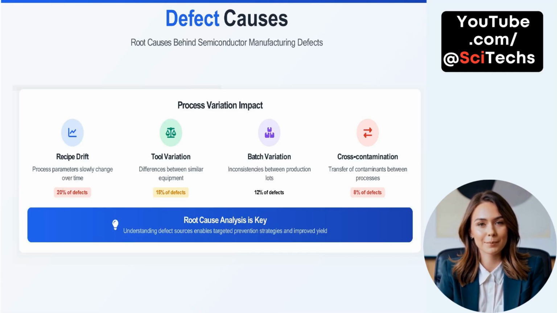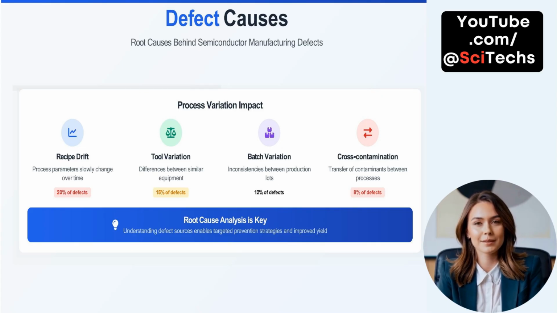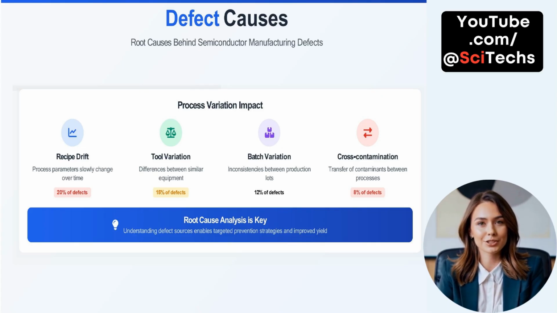Process variation impact. Variability in manufacturing processes is a major contributor to semiconductor defects. One major source is recipe drift, where process parameters, such as temperature, pressure, or timing, gradually change over time. These slow shifts can result in deviations from optimal conditions, accounting for about 20% of defects.